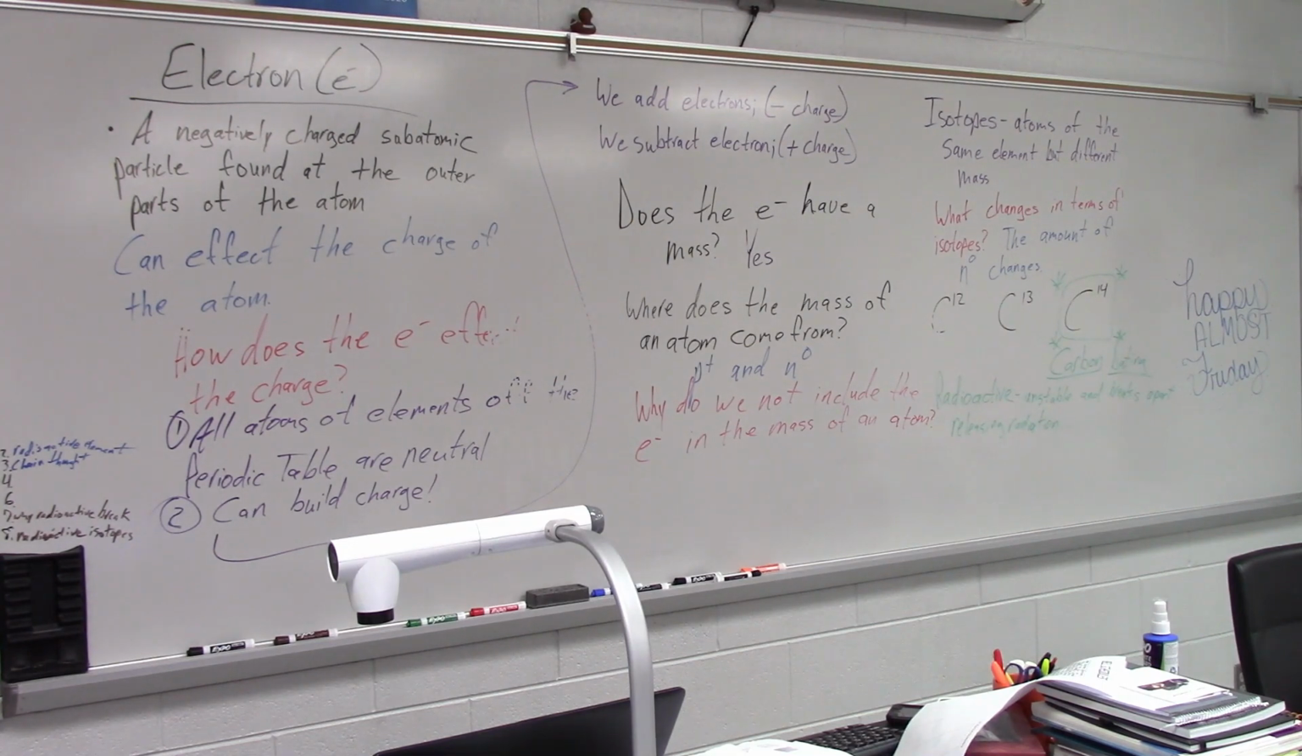Why do we not include the electron in the mass of an atom? Because it's so small. What do you mean it's so small that it's ignored? It doesn't affect the number. I mean, protons and neutrons are small, but electrons weigh like nothing, significantly smaller than protons. It would be like trying to get the weight of an elephant that has fleas on it and then saying, wait, elephant, we gotta take the fleas off. It doesn't make much of a difference.